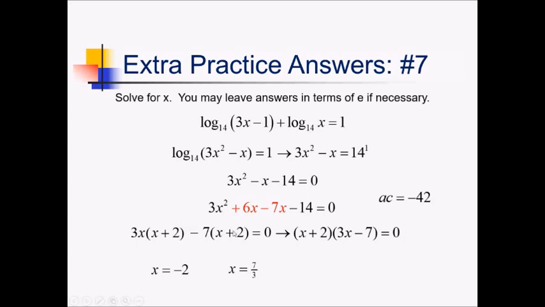Just double checking, if I plug in negative 2, that's going to make this second thing undefined, also the first thing. So we have to cross that one off. If I plug in 7/3, that would be 7 minus 1 over 3, and just 7/3 if I plug it in over here. So that actually works out in both of those logs, and we can use that as our final answer.